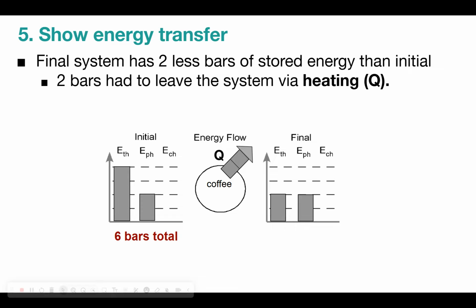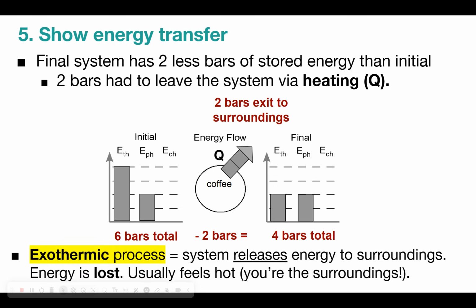We have 6 bars in the beginning. We're losing 2 bars of energy to the surroundings, and so that's minus 2 bars, and we have 4 bars in the end. That math makes sense. We've not basically killed any energy. We've just given it to the universe. So all is well. Moving on. By the way, this is an exothermic process. The system releases energy to the surroundings. Energy is lost in this case.